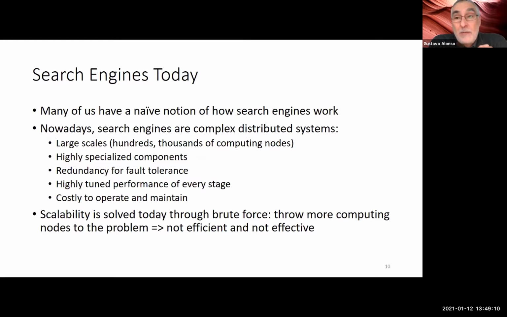These are very, very complicated systems. In fact, the search engines that Amadeus uses are entire data centers, many hundreds, many thousands of computers, with a lot of different functionality, with many, many specialized components. Of course, everything has to be redundant for fault tolerance, and it is highly tuned, right?